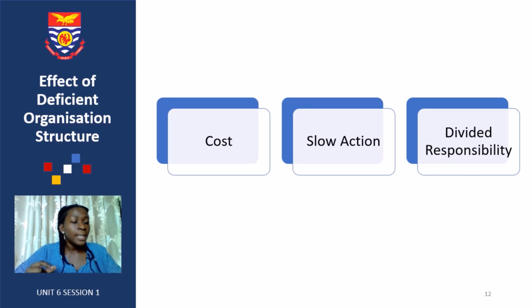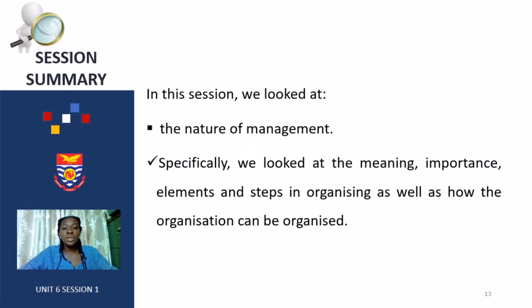Another thing that comes up is divided responsibility. Because it's a committee, some people want to just hide in there, and they'll say, no, this wasn't my decision, it was the committee's decision, or this person rather did it this way, and that's how come it didn't work out. These are some of the effects of a deficient organizational structure. All in all, in this session we've been looking at the nature of management, where we specifically looked at the important steps and elements in organizing, as well as how the organization can be organized.